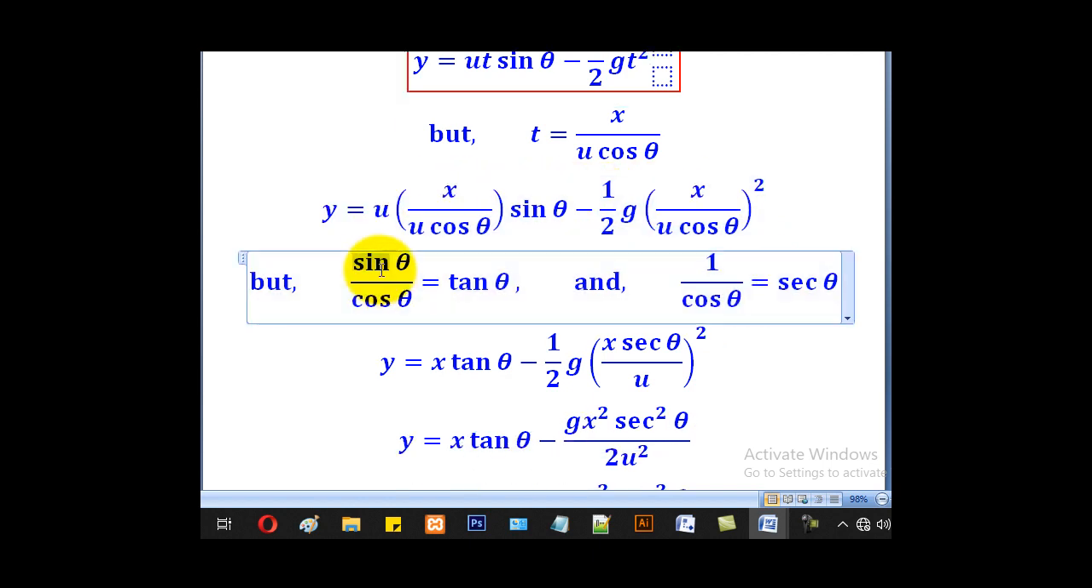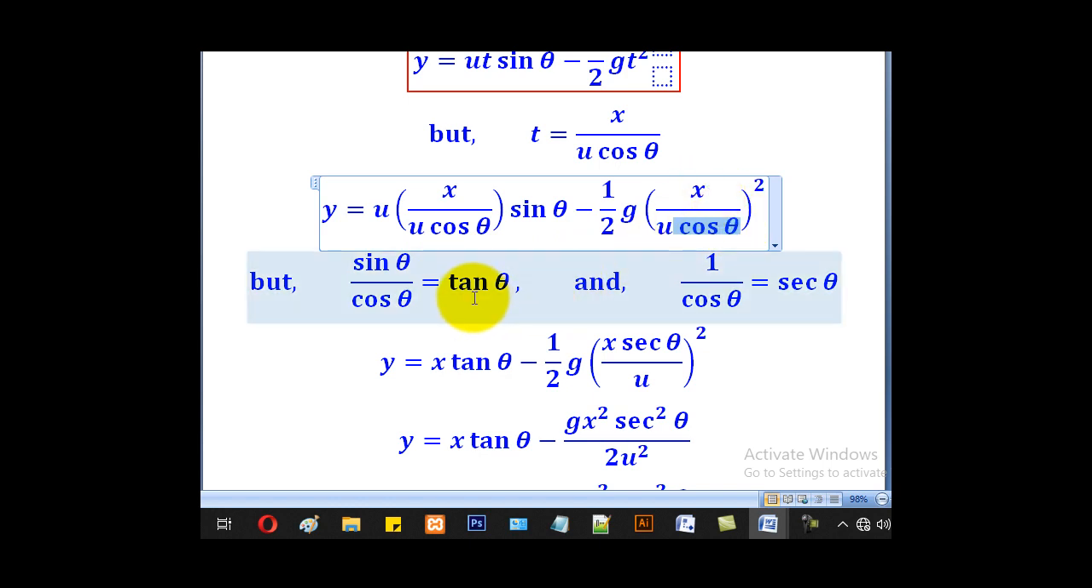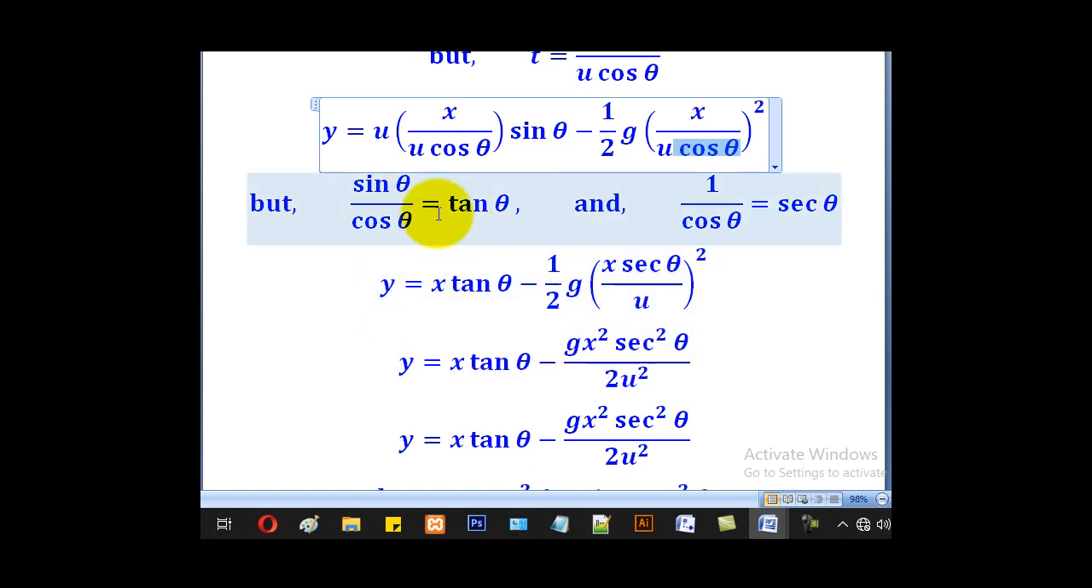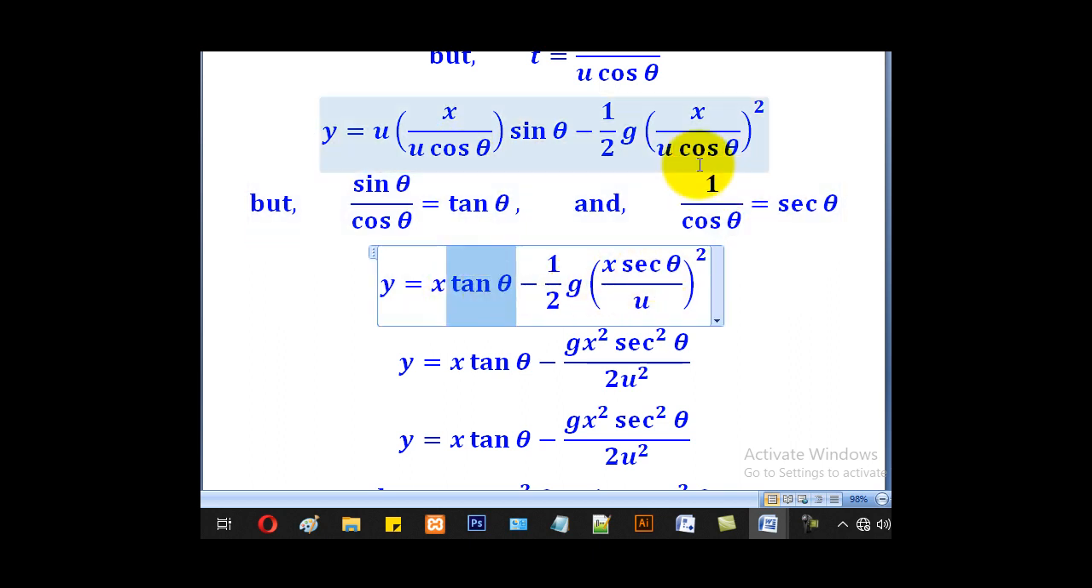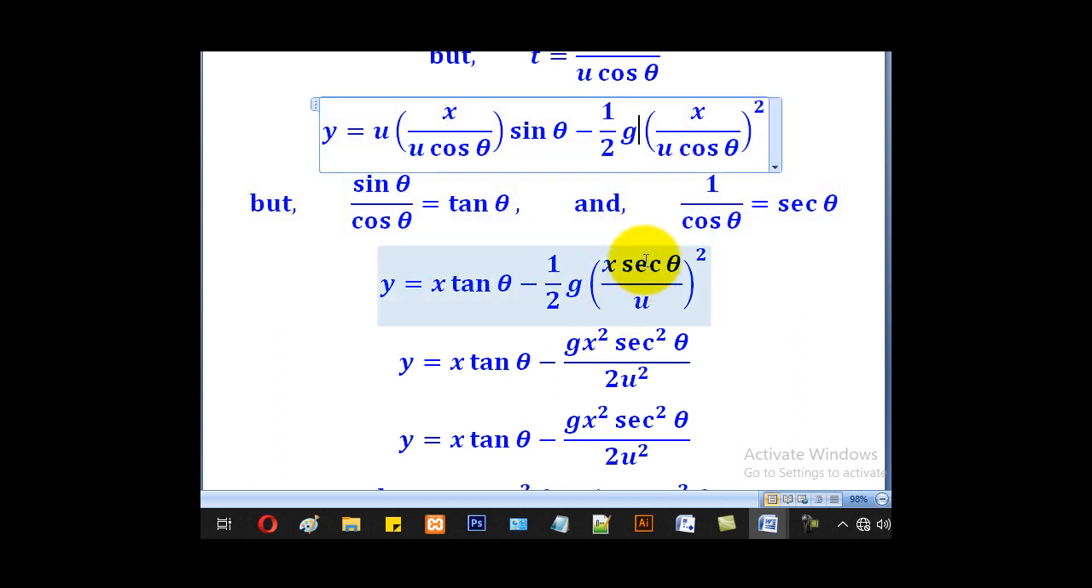You have to remember that sin theta over cos theta gives you tan theta, and 1 over cos theta gives sec theta. So sin over cos will give you tan, u over u will cancel, and this cos, which is the denominator, can become the numerator by making it sec theta, as we have done in this step. So u has gone away, sin over cos has become tan theta, and this cos has become sec theta.